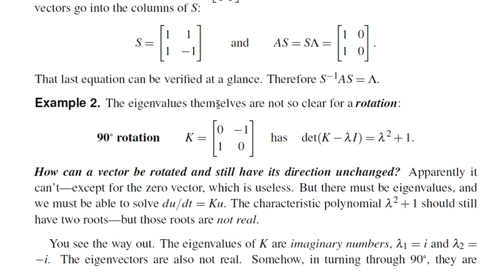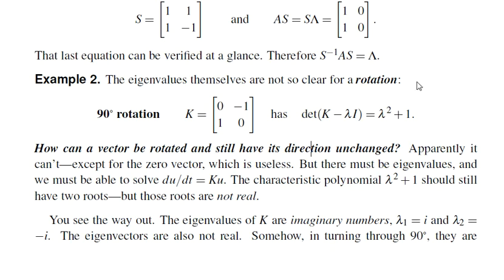The eigenvalues themselves are not so clear for a rotation. So let's learn with the rotation matrix, a 90-degree rotation matrix. We know that the identity matrix of order 2 by 2 is 1 0 and 0 1. The first vector of that was 1 0, and when it is rotated by 90 degrees it turns to 0 1, and when 0 1 is rotated by 90 degrees it goes to minus 1 0. Then let's find the eigenvalues of that matrix rotated by 90 degrees.